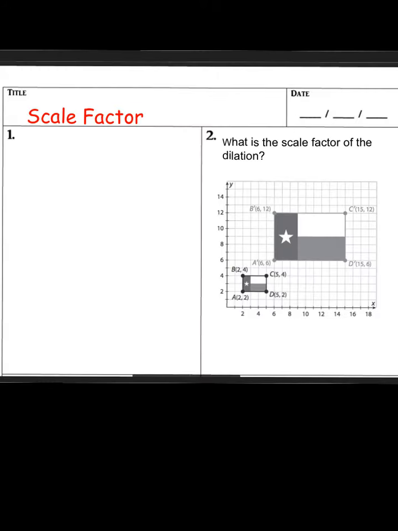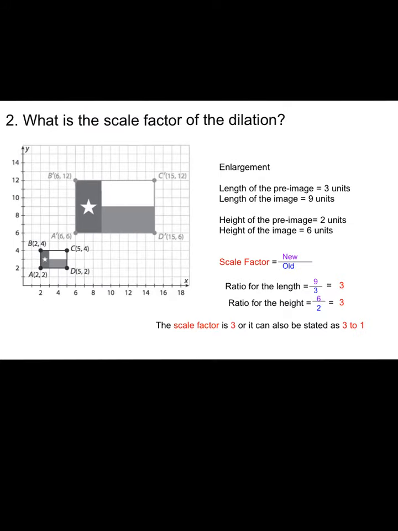Moving on to question 2. Go ahead and copy the question and the diagram. For question 2, we have, what is the scale factor of a dilation? Let's go ahead and start by identifying the pre-image and the image. The pre-image is here, and I know it is this rectangle because I just have the capital letters for the notation. And I know that this rectangle here is the image since I have the capital letters with the prime notation. So this one is the result of the dilation.